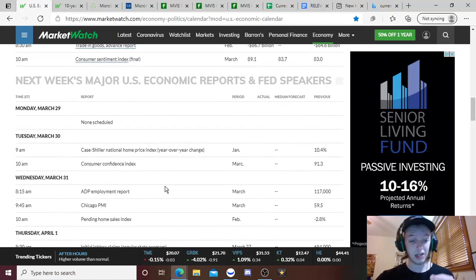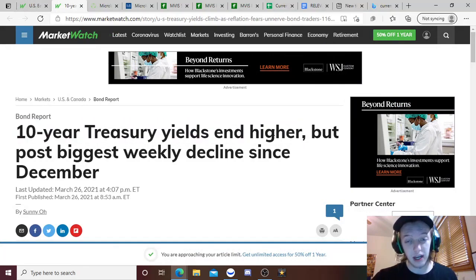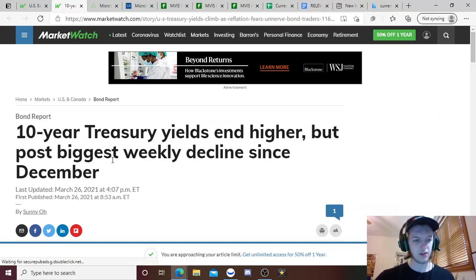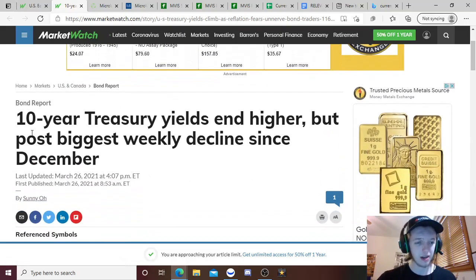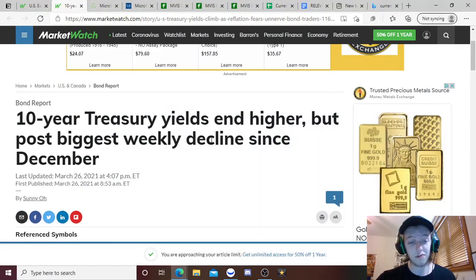So that is what we're looking at as far as the Nasdaq. 10-year Treasury yields end higher. And let's be honest, guys, I'm not even big into the bond deal, because I just think it's stupid largely. I know the basics, but guys, this is bullish, obviously, because basically the market will go up when bonds go down and vice versa, right?